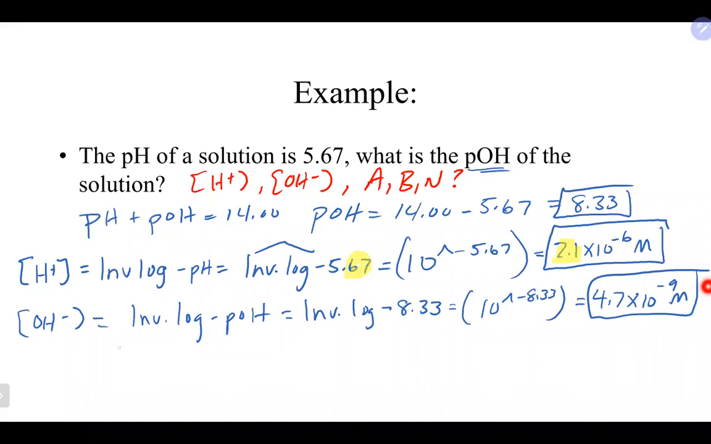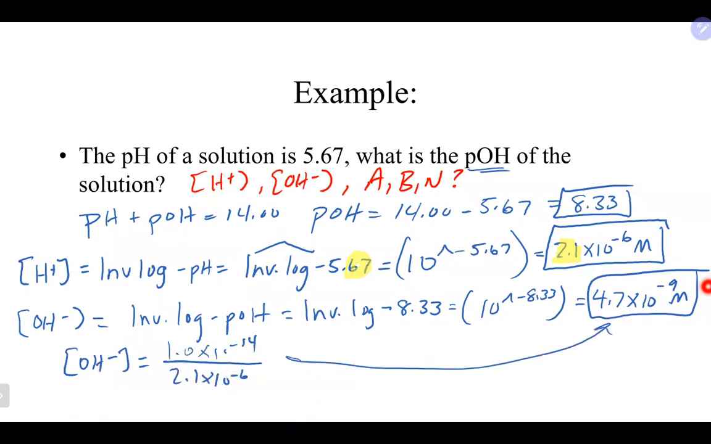Again, if you use KW, your OH minus would be 1 times 10 to the minus 14 divided by 2.1 times 10 to the minus 6. And with a little bit of rounding, you get something like that, maybe 4.8 if you went that route.